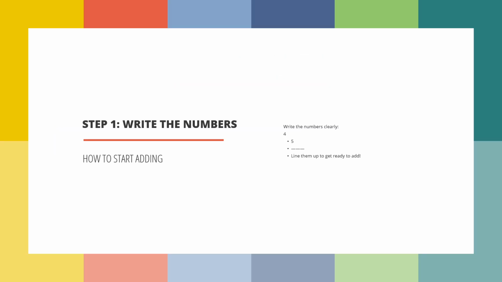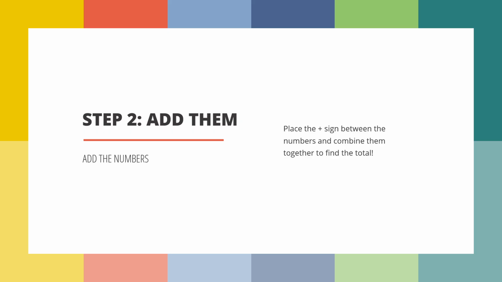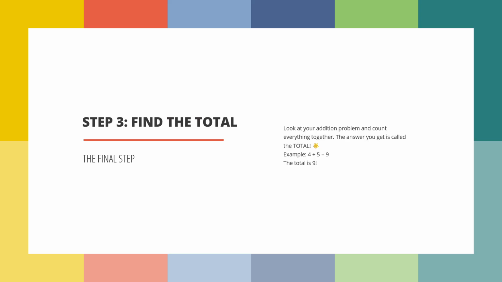Step 1. Write down the numbers you want to add. Make sure you can see them clearly. Step 2. Add the numbers together. You can count on your fingers, use objects, or just think in your mind. Step 3. Find the total. This is your answer. Write it down after the equals sign. This number tells you how many you have altogether.